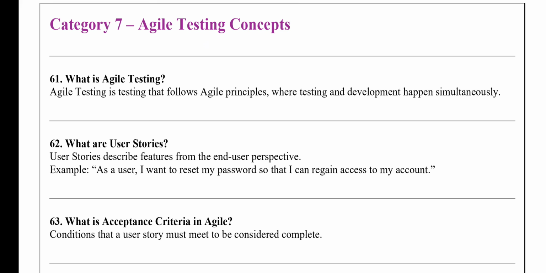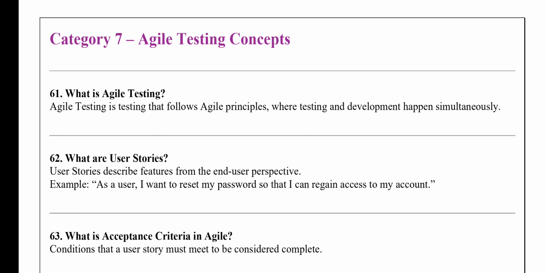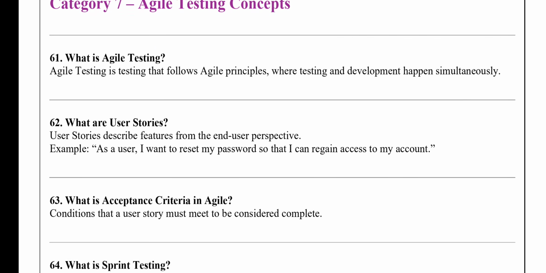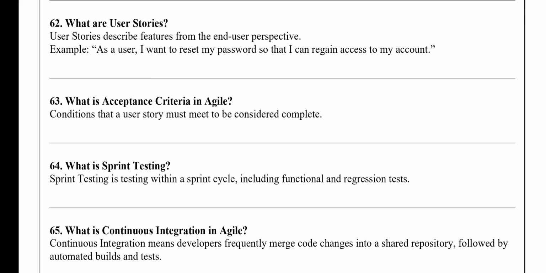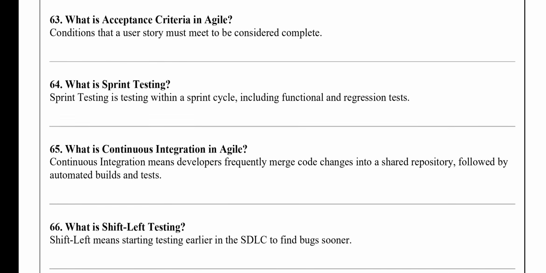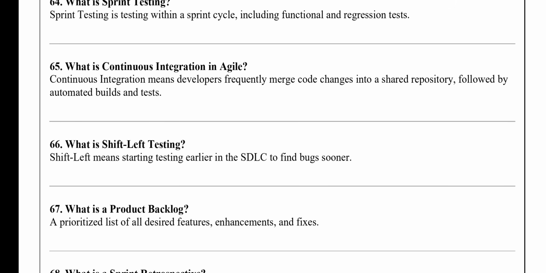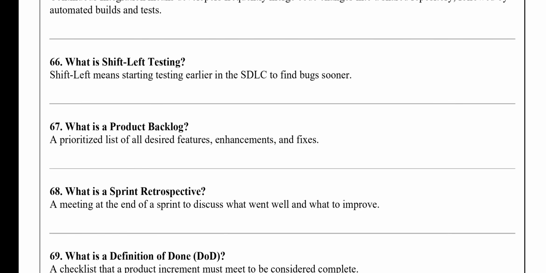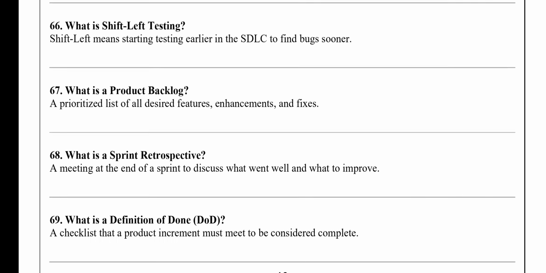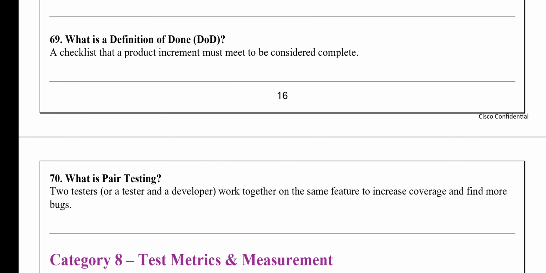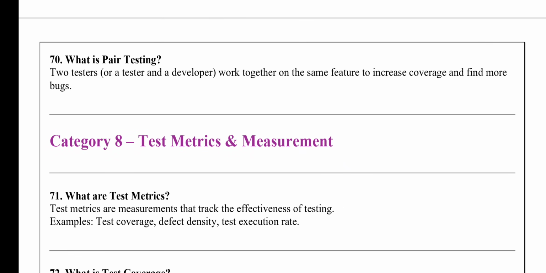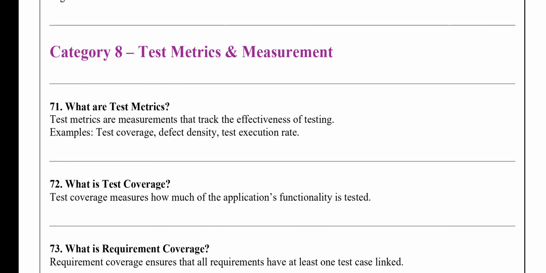Okay. Next, under category 7, we have discussed agile testing concepts. So what is agile testing? What are user stories? What is an acceptance criteria? What is sprint testing? What is continuous integration in agile? What is shift left testing? What is a product backlog? What is sprint retrospective? What is the definition of done? What is pair testing?